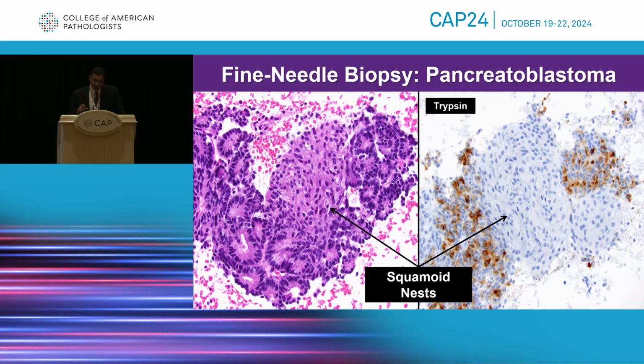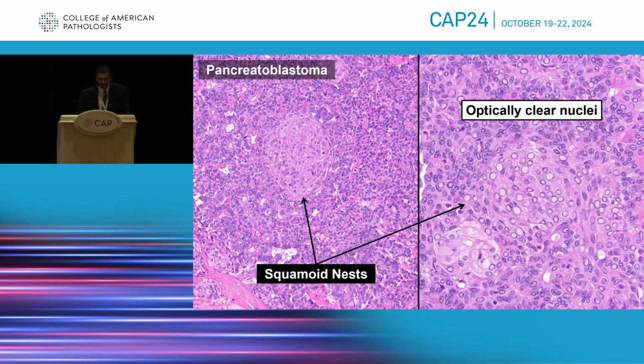I know it sounds a bit odd, but those squamoid nests are really easy to capture on FNBs. I don't know what it is about them. It's harder to see them sometimes on surgical resection material, but they seem to stand out on the FNBs. They just love to come out in general and then stay as a nice group of cells. Essentially, they remain intact, and similar to surgical specimens, they can have these nice optically clear nuclei in the squamoid nest itself.